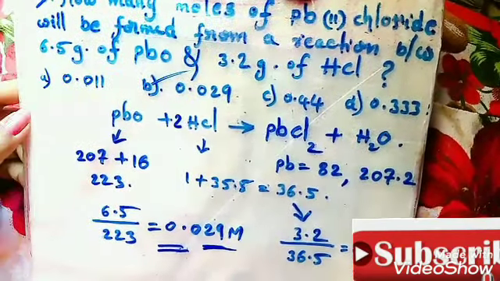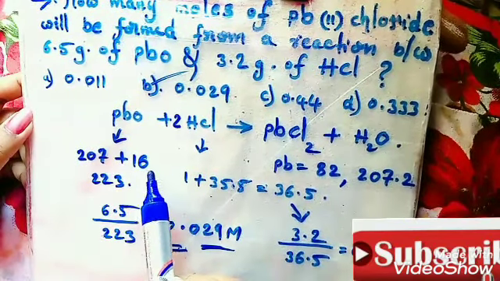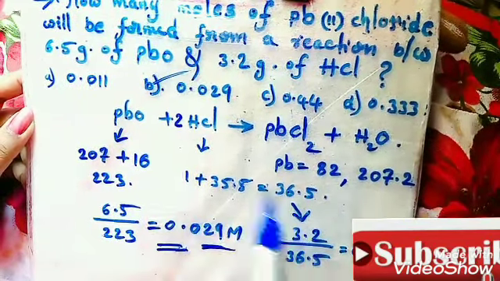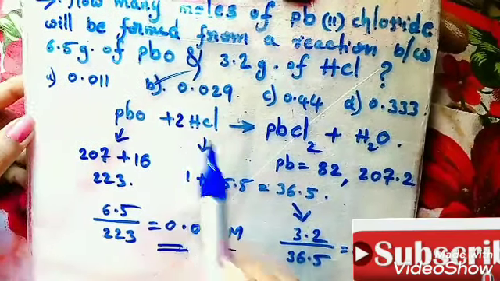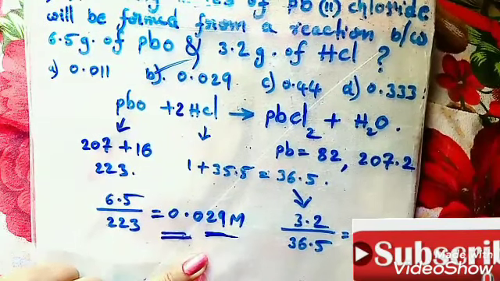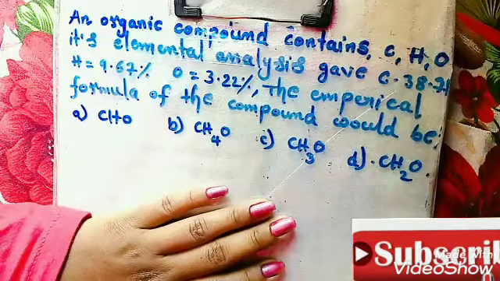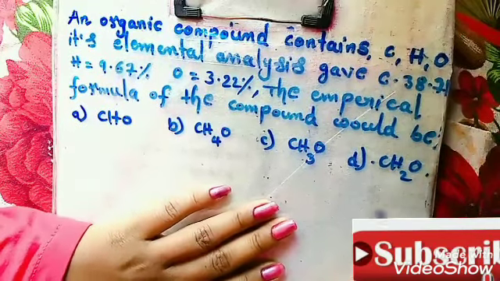So if you write the balanced chemical equation for this, then you have to find out the molecular masses for this. Then only you have to get the final moles of this question. So if you do the calculation, we will get the answer. So let's start the next question. We'll see the next question.